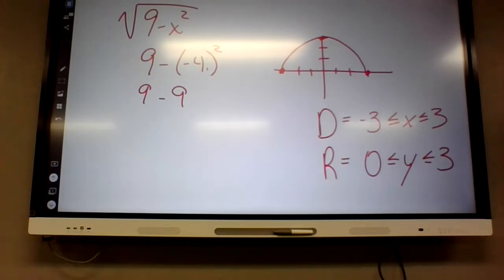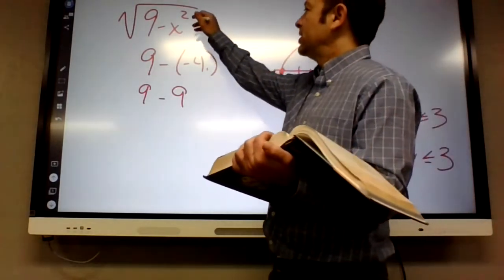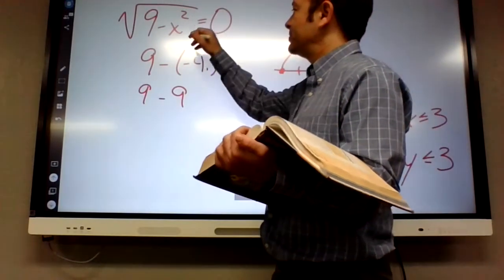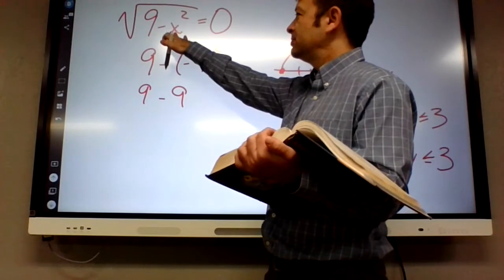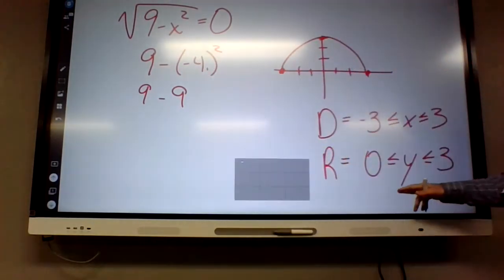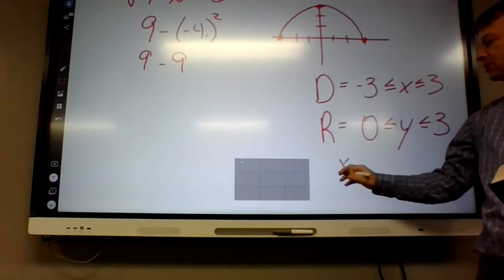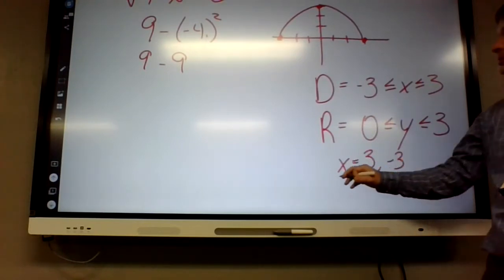What are the zeros of the function? What does zeros of the function mean? The x values that make the function equal to 0. So what x values make this function 0? 3 and negative 3. They also happen to be the x-intercepts. I guess I could put plus or minus 3.